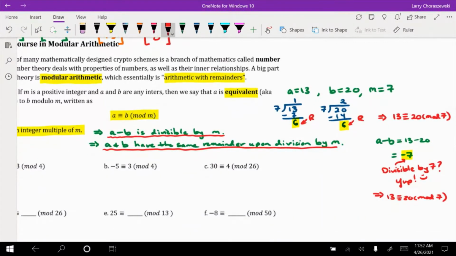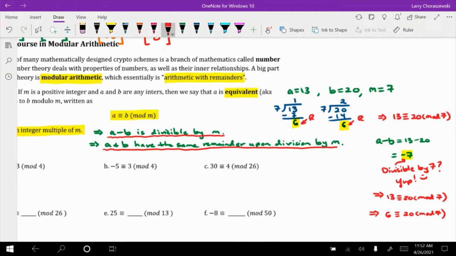Now, because 13 is congruent to 20 mod 7, I'm going to say this. This also means that 6 is congruent to 20 mod 7. Think about it. If we were to divide 6 and 20 by 7, the remainder would be the same. The remainder would be 6.